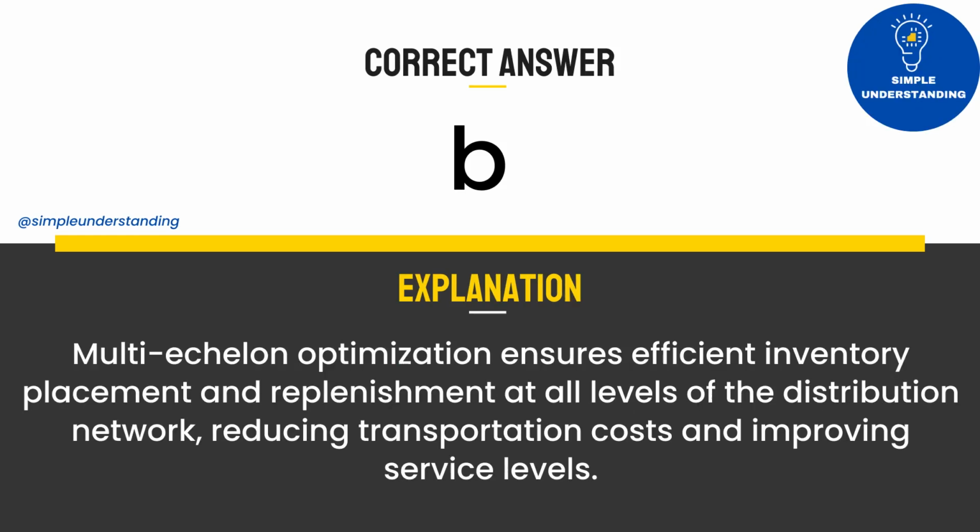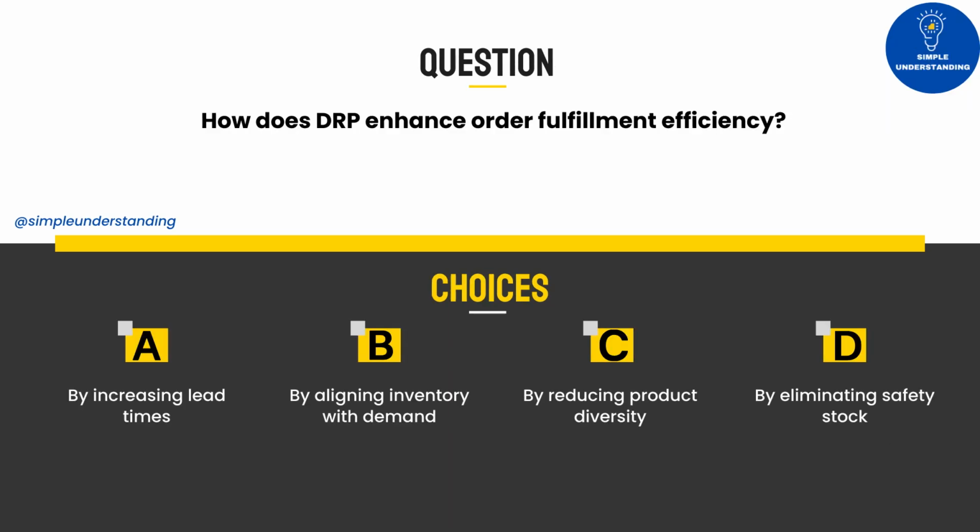Answer B. Explanation. Multi-echelon optimization ensures efficient inventory placement and replenishment at all levels of the distribution network, reducing transportation costs and improving service levels. 7. How does DRP enhance order fulfillment efficiency? A. By increasing lead times.